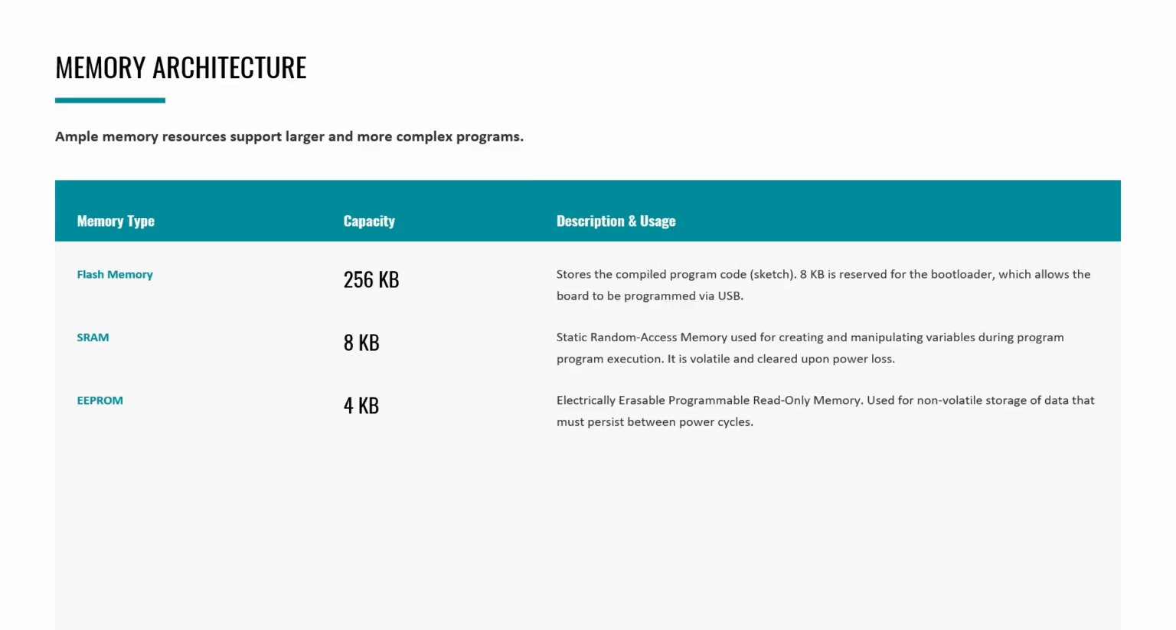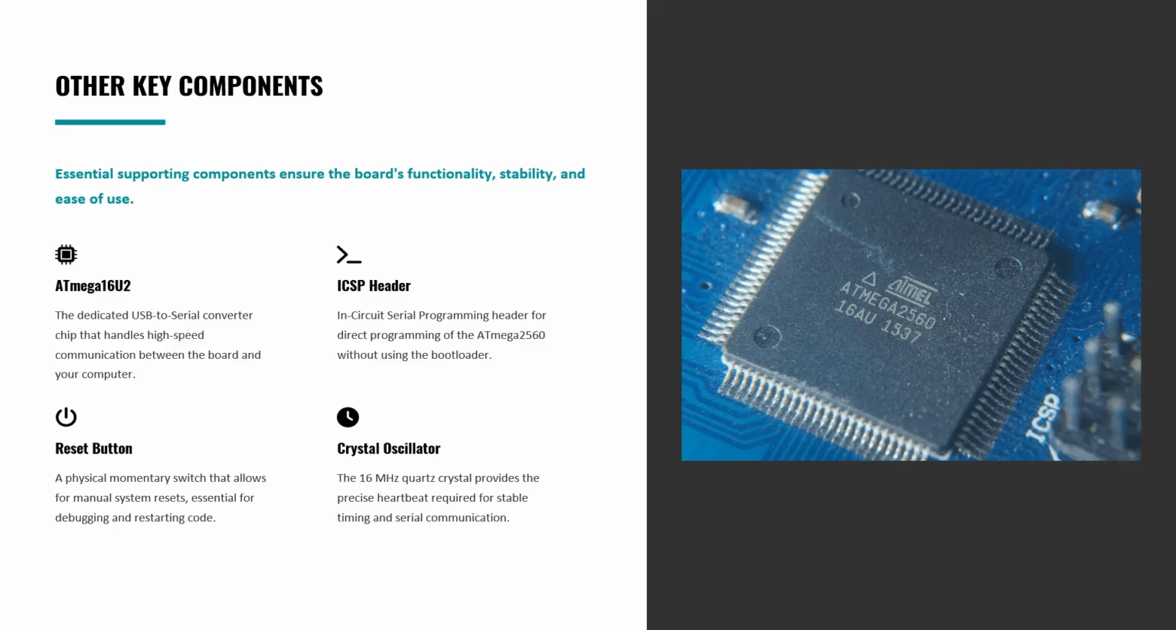Other important components. Several supporting components ensure the proper functioning of the Arduino Mega board. One important component is the ATmega16U2 chip, which acts as a USB to serial converter, enabling communication between the microcontroller and a computer. The board also includes an ICSP header, which allows direct programming of the microcontroller without using the bootloader. A reset button is provided to restart the program manually during debugging or testing. Finally, the 16 MHz crystal oscillator provides precise timing for the microcontroller, ensuring stable operation and accurate communication.